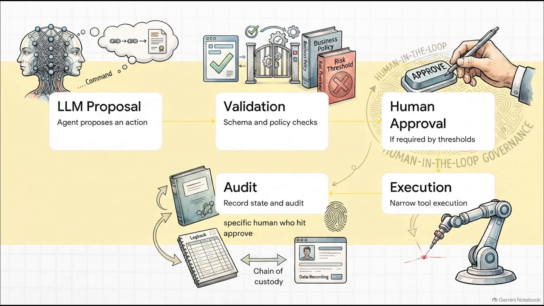Once it is finally approved, the agent executes the task using very narrowly scoped tools. And lastly, the system state is recorded, and a full audit trail is generated logging the proposal, the evidence, and the specific human who hit approve.